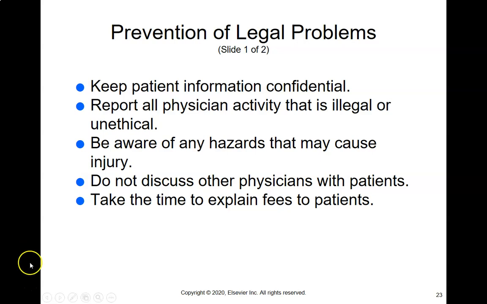Prevention of legal problems. An insurance billing specialist must be aware of legal issues in the medical practice and must follow guidelines to limit the likelihood of a lawsuit or external audit. This will help by keeping patient information confidential. Report all physician activity that is illegal or unethical. Be aware of any hazards that may cause injury. Do not discuss other physicians with patients. And take the time to explain fees to the patients.